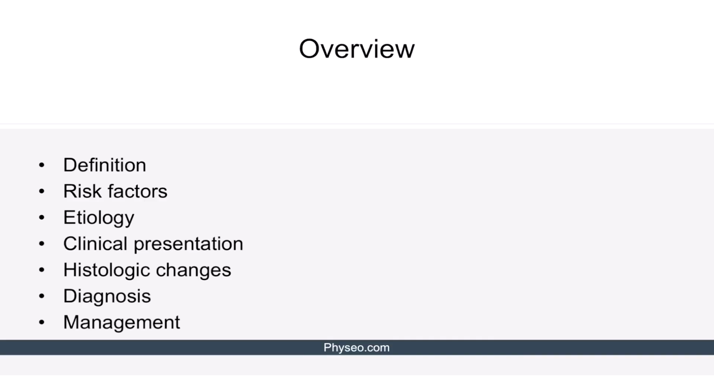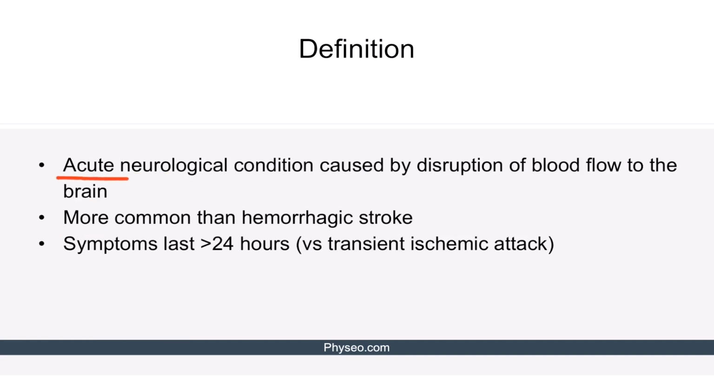Let's begin. For ischemic stroke, we will discuss its definition, risk factors, etiology, clinical presentation, histologic changes, diagnosis, and management. Ischemic stroke is an acute neurological condition caused by a disruption of blood flow to the brain. It's worth noting that ischemic stroke is more common than hemorrhagic stroke.